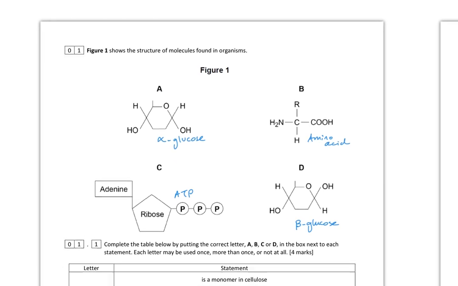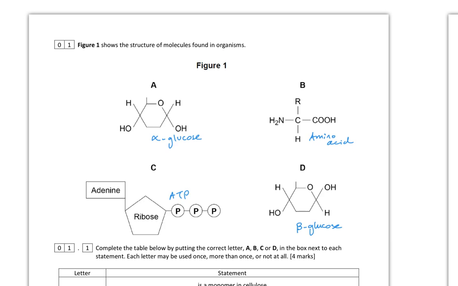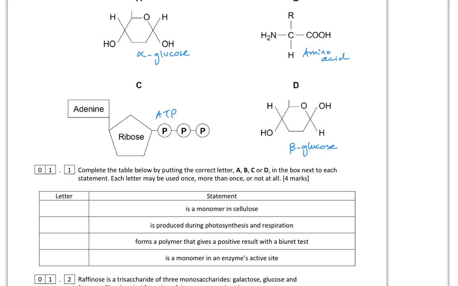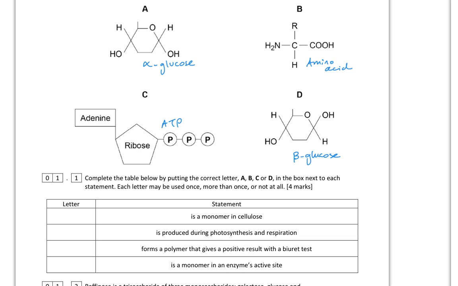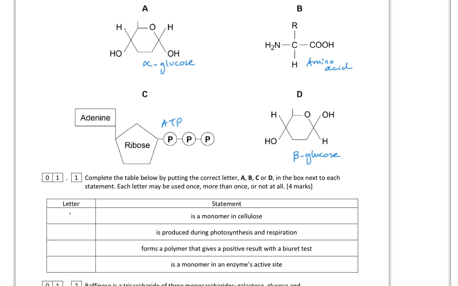First question, what I do on question one is name them first before I do anything else. So let's look at number one. I need to know which one is a monomer of cellulose. I've done the hard work. So yeah, it's a beta glucose, so it's D for that one.